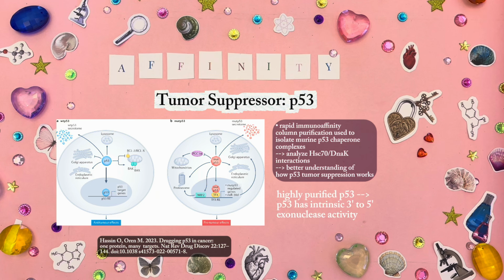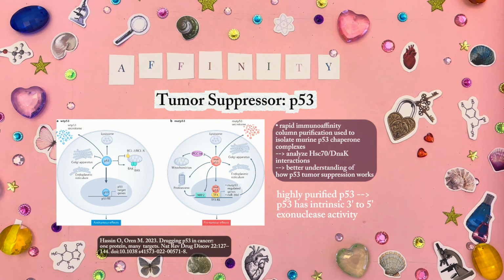As promised, I will also discuss tumor suppressors, namely the p53 protein. A rapid immunoaffinity column purification was used to isolate murine p53 chaperone complexes, which allowed us to analyze HSC70 DNA-K interactions, bettering our understanding of how p53 tumor suppression works. After this, highly purified p53 was used to show that p53 has intrinsic 3' to 5' exonuclease activity, also using affinity chromatography with anti-p53 antibodies as the ligand.